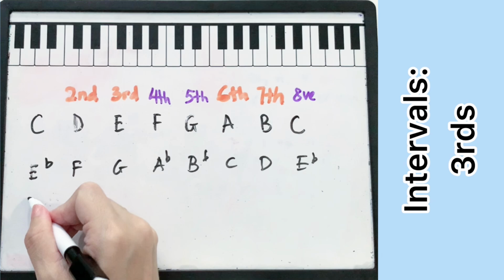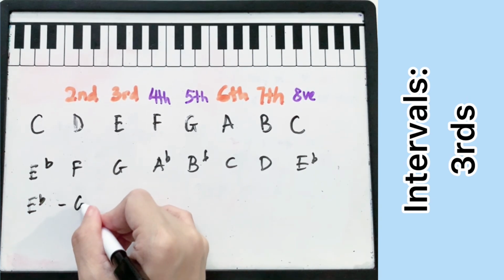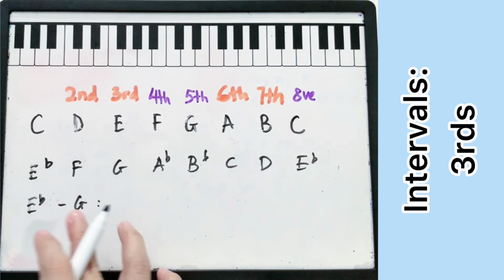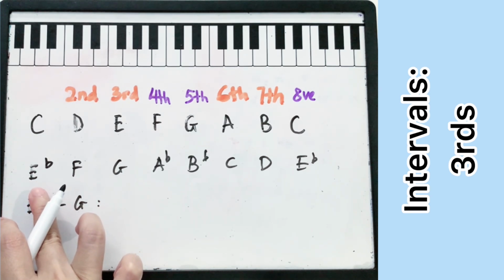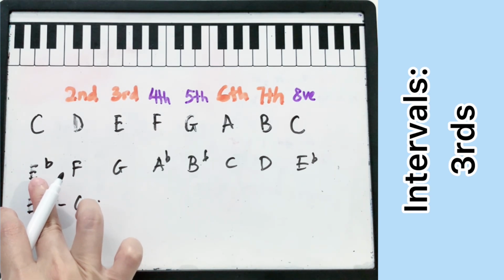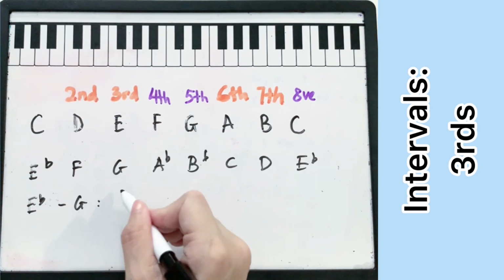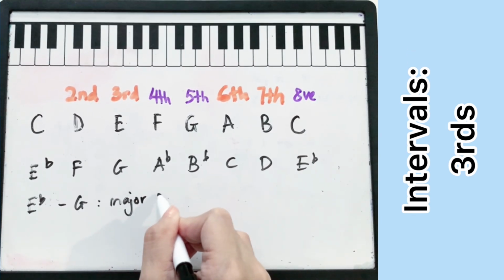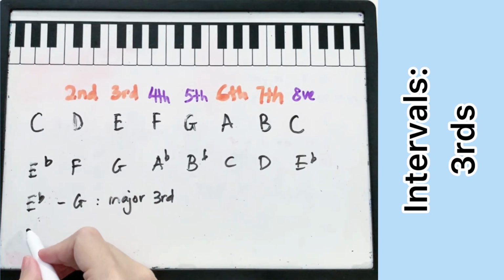Alright, so let's take E flat as an example. If we have E flat to G, what is the interval? So from here we can see that in the scale of E flat major, we have E flat to a white key G. So it's a major 3rd. Right, that's no problem here. The problem only arises when you have accidentals.